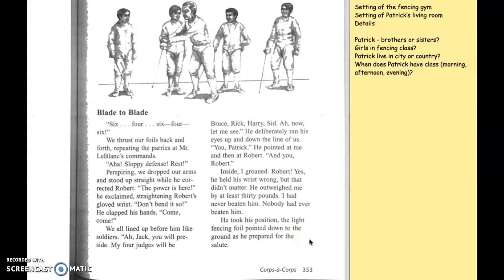Let's pause here for a second and look at the people in Patrick's class. So Mr. LeBlanc is a teacher. We got Robert, Jack, Bruce, Rick, Harry. These are all boy names. So far, there are no girls in fencing class. Okay. Do we know yet if it's morning, afternoon, or evening? What do you think?